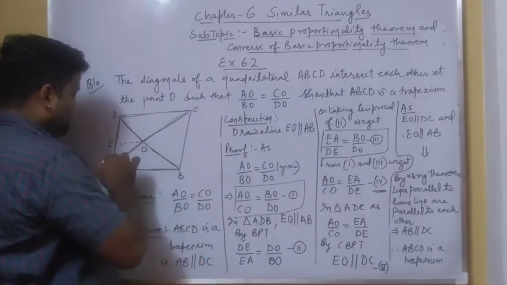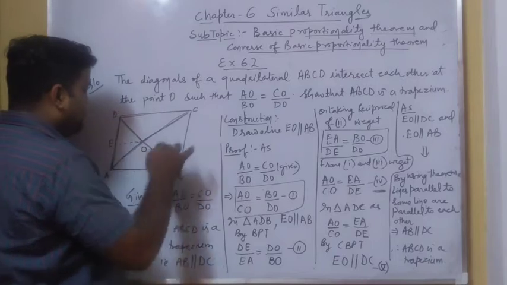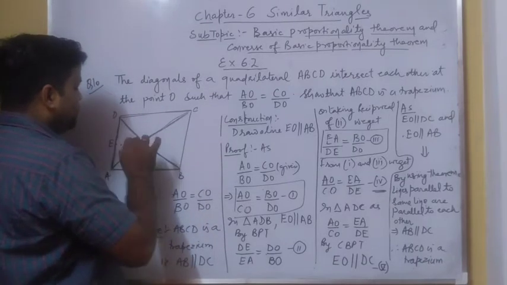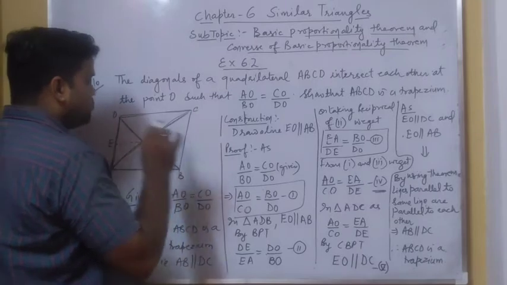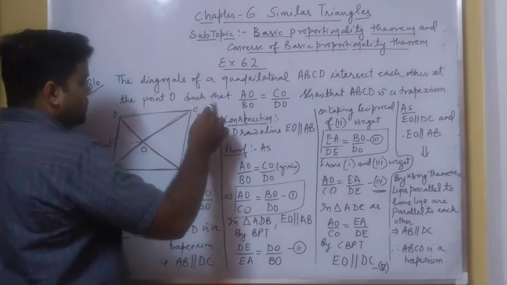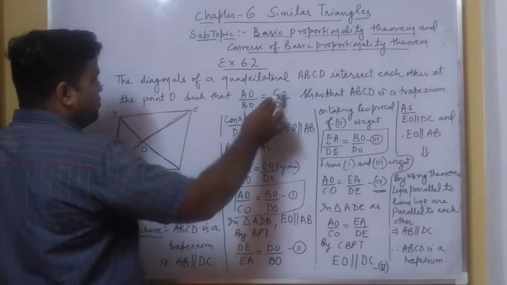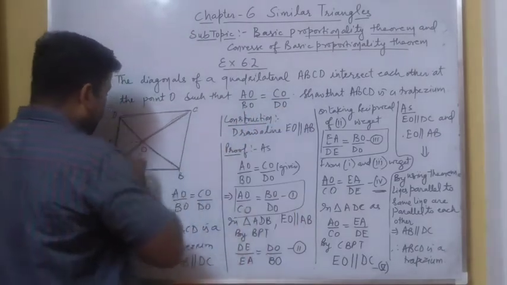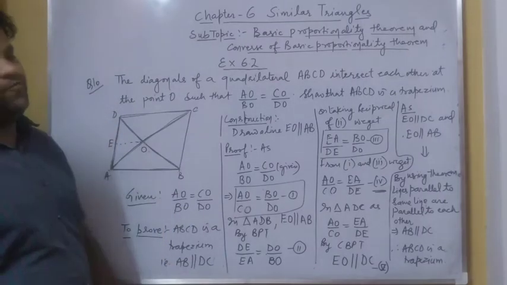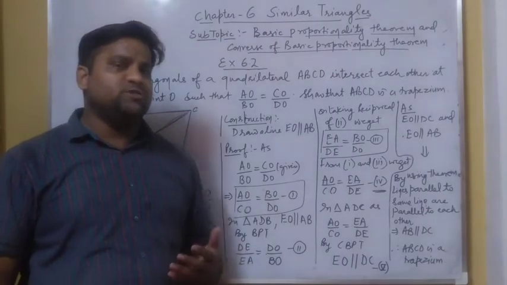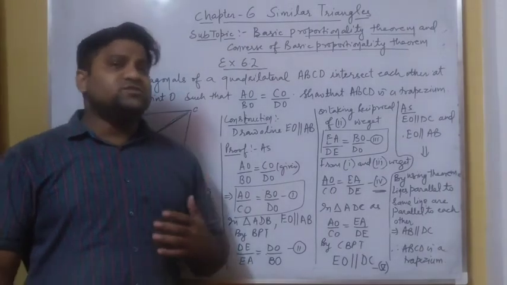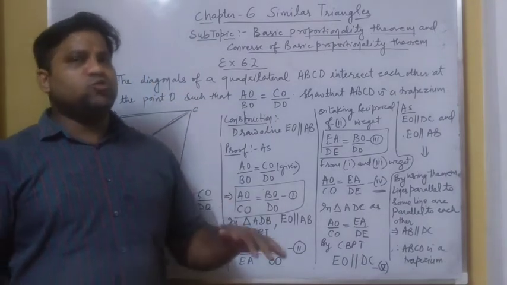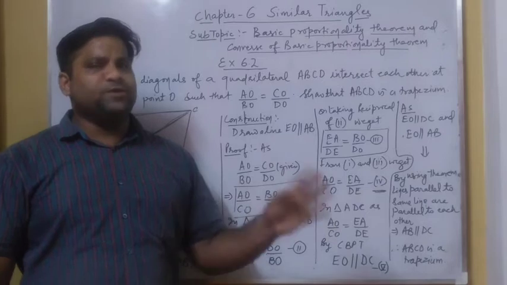So for this, first of all, we draw a quadrilateral ABCD. Here AC is the diagonal, BD is the diagonal, which intersect each other at the point O according to the question. In the question it is given that AO by BO is equal to CO by DO. We have to prove that this quadrilateral ABCD is a trapezium. We know that by the definition of a trapezium, a quadrilateral in which one pair of opposite sides are parallel is called a trapezium.